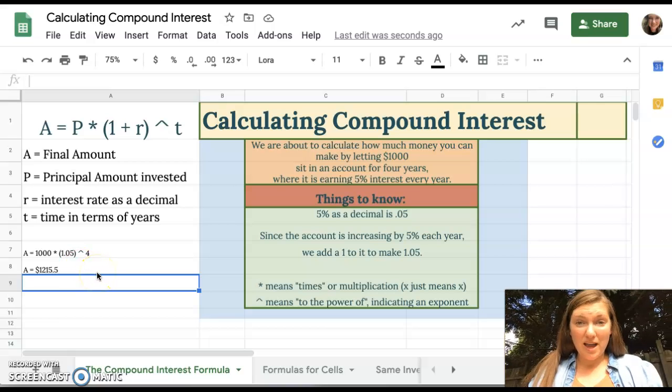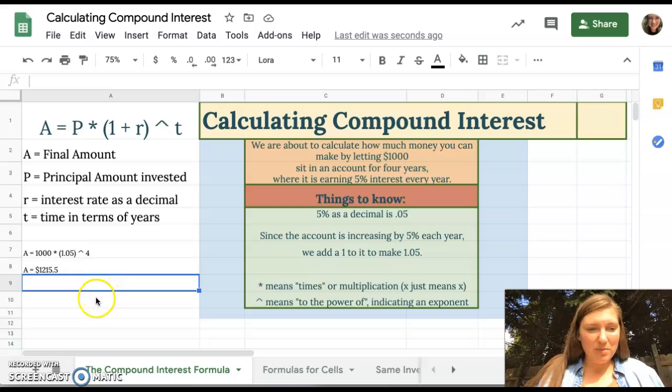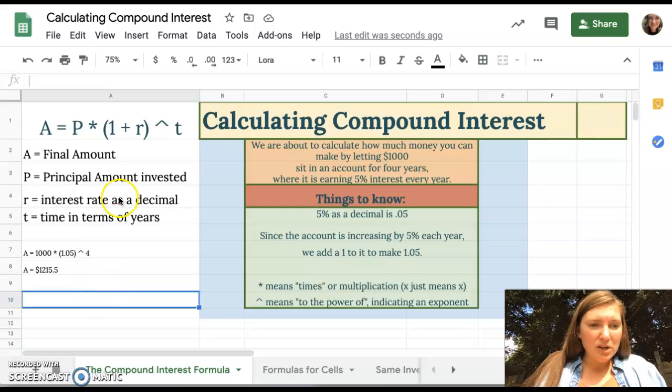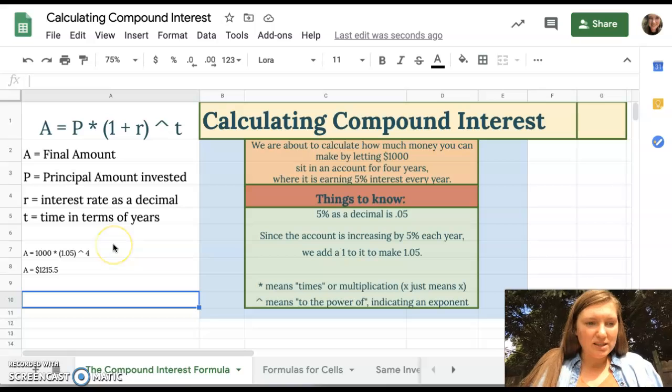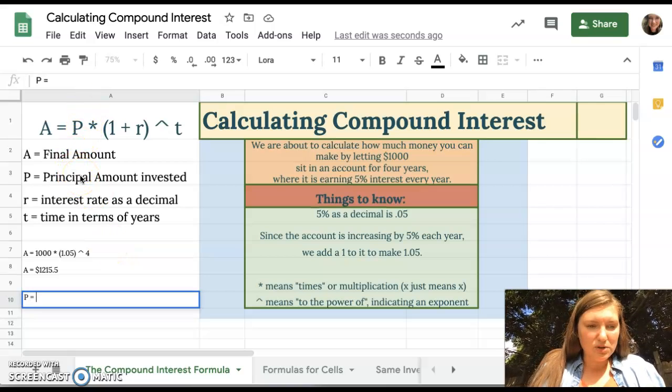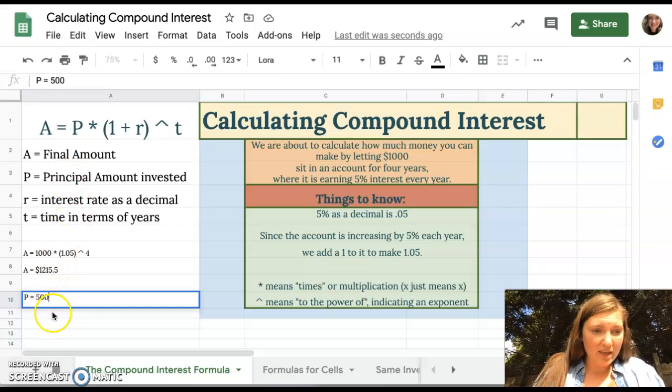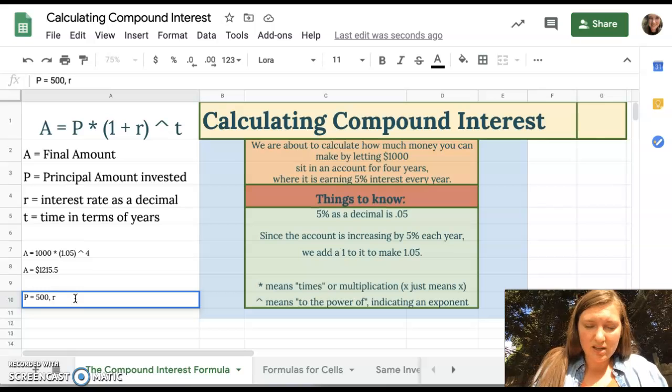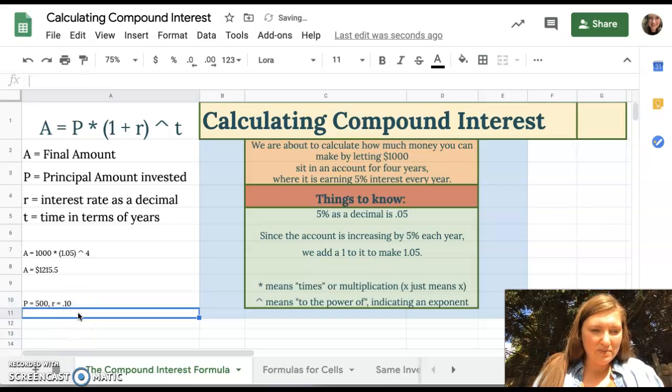So before you go on, you should do a couple more problems to see what you get. Adjust a couple different things. First of all, I want you to adjust the principal. So in your next equation, I want you to do P equals 500. And your interest rate is going to be 10%. Okay, so try that equation.